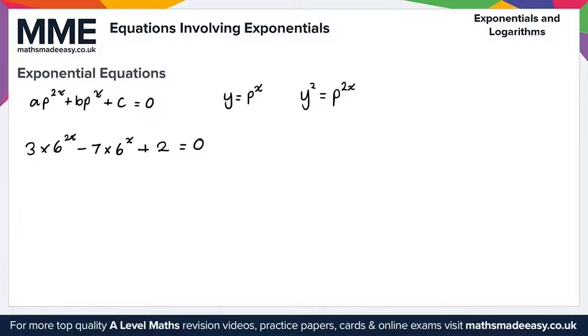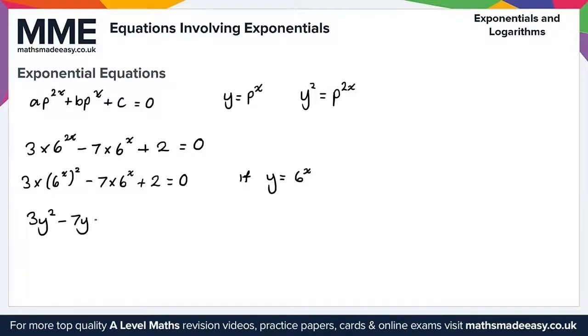So how would we do this? Well, we notice this is just a disguised quadratic. This is 3 times 6 to the x all squared, minus 7 times 6 to the x, and finally plus 2 here, and this is all equal to 0. So therefore, if y is equal to 6 to the x, what we've got here is 3y squared minus 7y plus 2 equals 0. And the first thing we always want to check here is whether we can factorise our quadratic. And in this case, we can factorise.